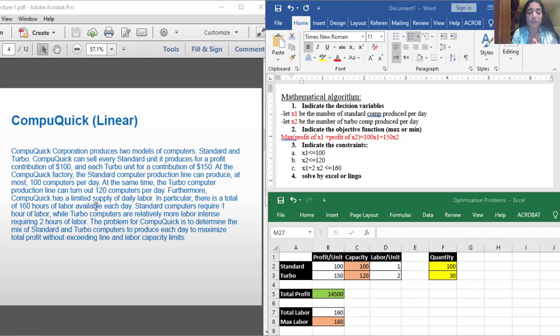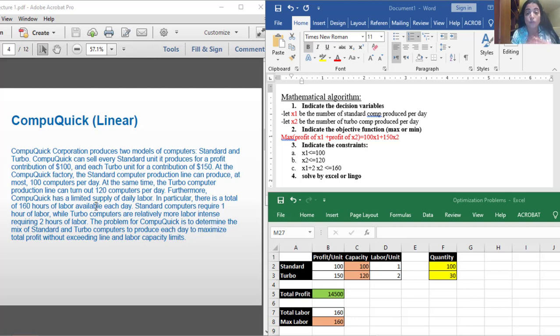And we said at that time that, as a first impression, I should say that this company should only produce the turbo computers because it has the highest profit. However, we saw that there are some constraints about the limitation and the capacity, and that the $150 profit of the turbo computer necessitates more resources than the $100 profit of the standard unit. And that's why, because of this limited capacity in the labor time hours, and also in the capacity of the computers itself, the number of computers itself, we need to solve this linear optimization problem.